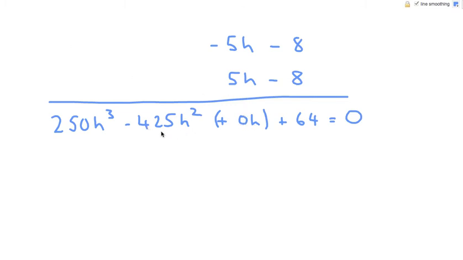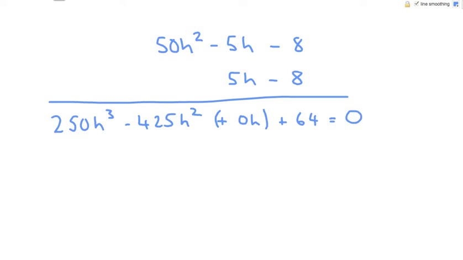The next thing is, we can skip that one, we'll use that later as a check, but we just want to generate 250h cubed now. I've got 5h, so what do I multiply 5h by to get 250h cubed? Well, I need 50 for the 5 times 50 to make 250, and I need h squared to get h to h cubed. So just put in 50h squared. And that's where that quadratic comes from. So I hope that makes sense.